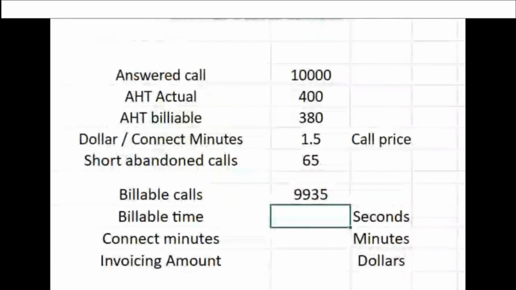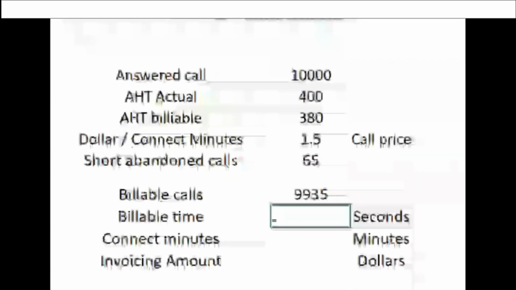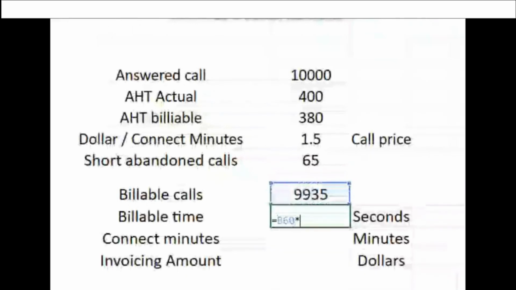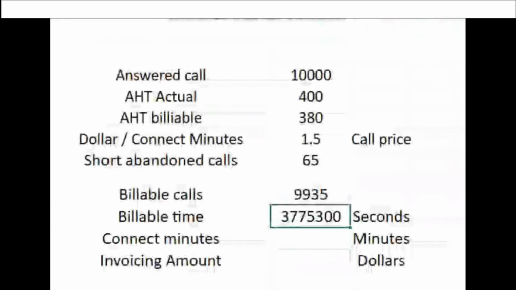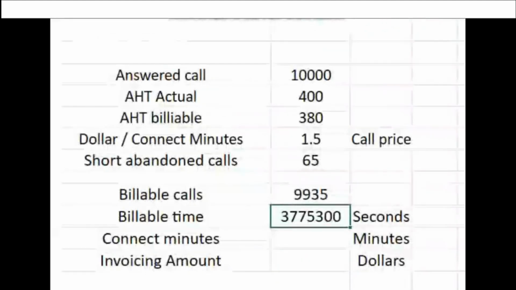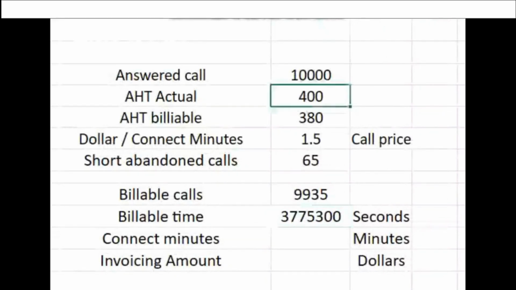And how can we calculate the billable time? We have to calculate the billable time in seconds. That would be the billable calls multiplied by your AHT billable, that is 380 seconds. So the total billable time would be 3,775,300. You may be wondering why I have multiplied by 380 seconds and not by 400 seconds.